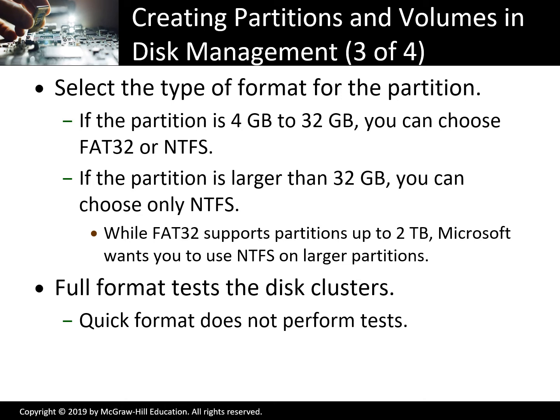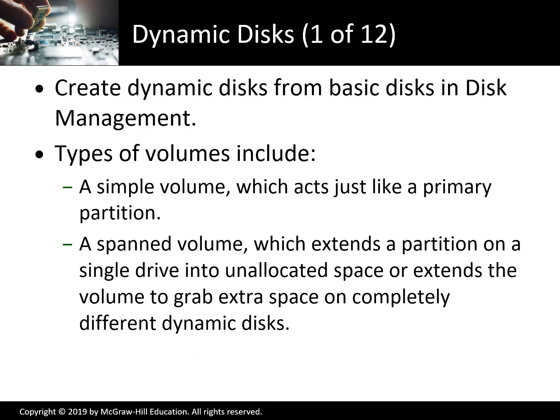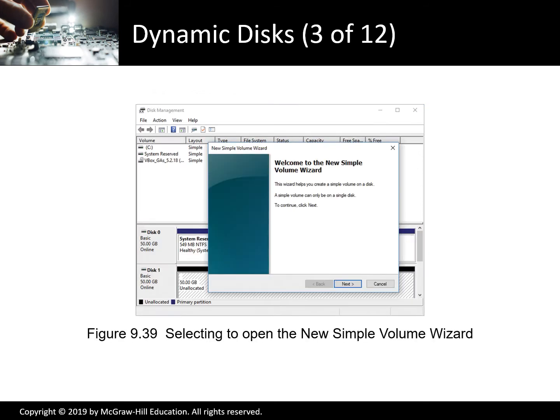A full format tests the disk clusters. The quick format does not. Then create a dynamic disk from a basic disk. Basically, it's a simple volume, which acts just like a primary partition. A spanned volume extends the partition of a single unit into unallocated space, or extends the volume to grab extra space on completely different dynamic disks. So we're able to combine disks. There we go, we're converting to a dynamic disk.